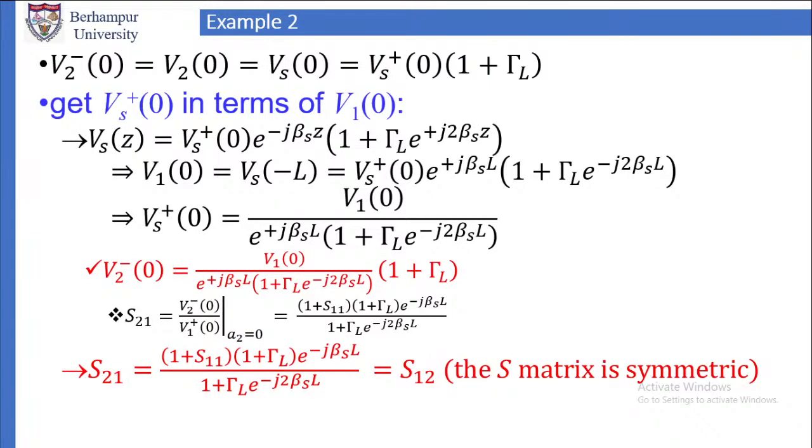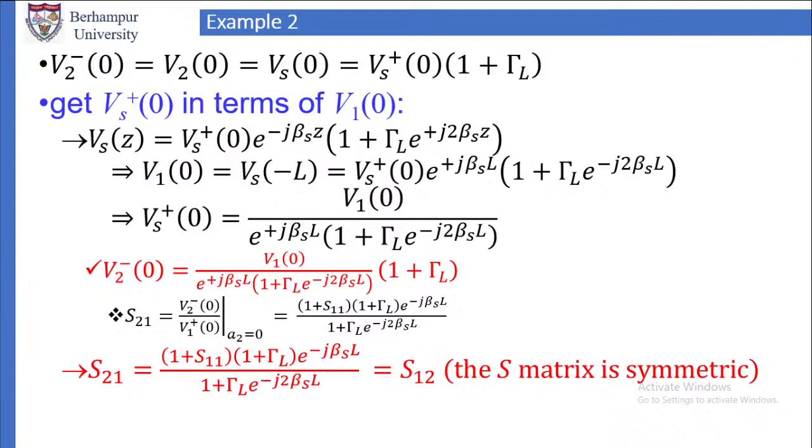Now S21, we have found out what is the expression for S21. S21 is equal to (1 plus S11) into (1 plus gamma L) into exponential minus j beta SL, all these three in the numerator, divided by 1 plus gamma L exponential minus j2 beta SL. Now that, by symmetry of the S matrix, will be equal to S12. So we have found out what is S11, S22, S21, and S12.